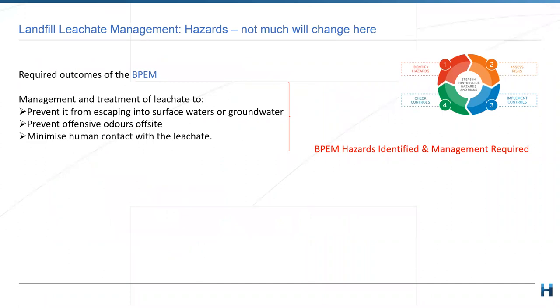Okay, so if we look at the BEPM, remembering that the BEPM is still referenced into the new regime, not much will change in terms of hazards identification. So when we look at leachate management and treatment of leachate, the key goal is to prevent it from escaping into surface waters or groundwater, prevent offensive odours off-site, and minimise human contact with leachate. So that doesn't really change. A lot of the stuff that's been worked up over the years in various licences, etc., is still very relevant.